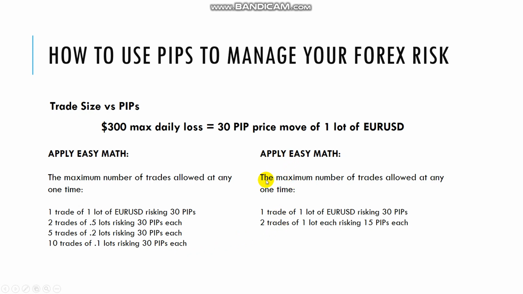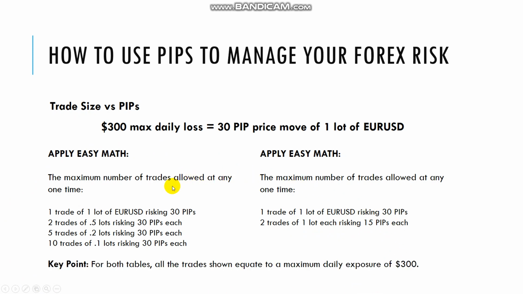Then there's also the maximum number of trades allotted at any one time. I could have 1 trade of 1 lot of euro dollar risking 30 pips, or I could have 2 trades of 1 lot each risking 15 pips each. All in all, the trades that are listed here on this page, all the trades shown equate to a maximum daily exposure of $300, and that's your maximum daily loss allowance. And that's the whole point of this exercise.